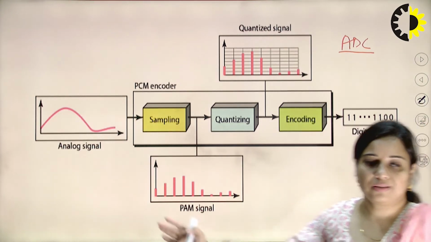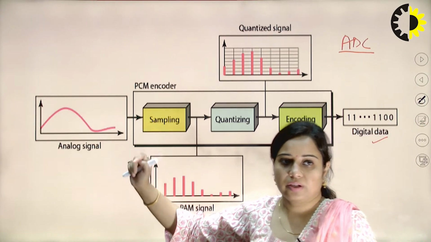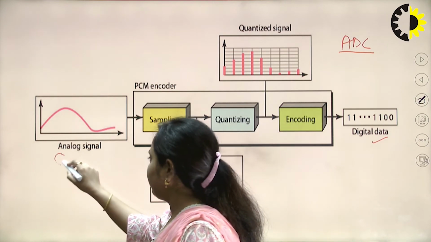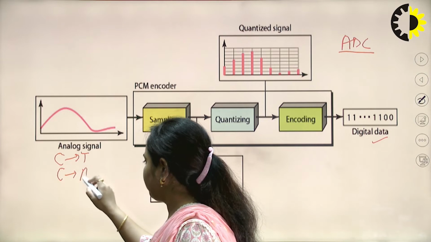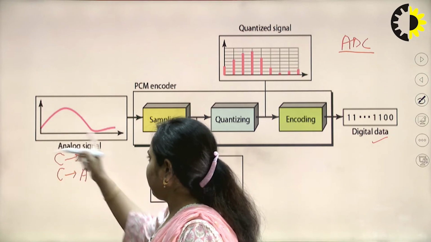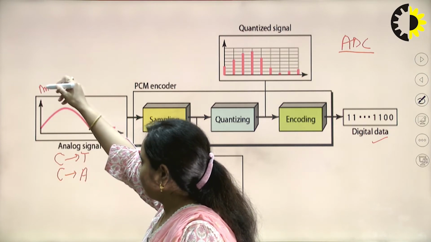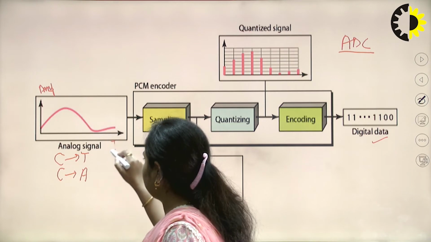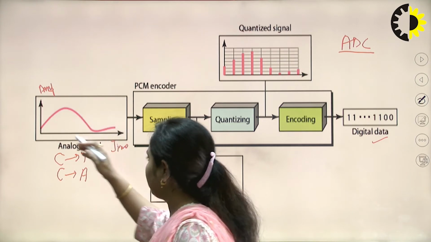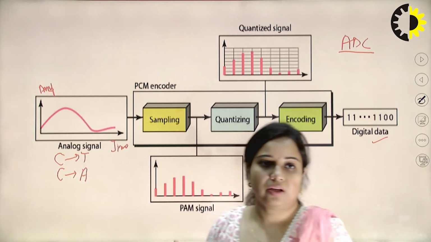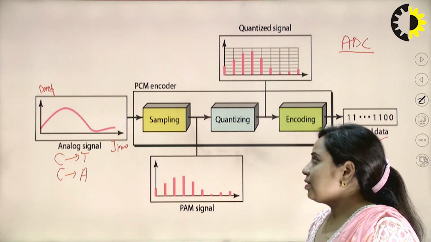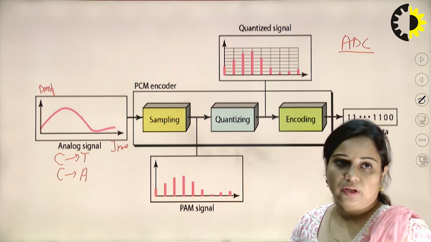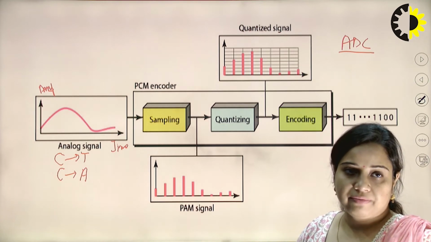First we will discuss the analog signal. An analog signal is continuous in time and continuous in amplitude. This axis will be the amplitude and this will be the time, and it is continuous in nature because it is defined at every instant of time. Now it is applied to a PCM encoder. The PCM encoder is a kind of digital modulator where three different steps are there.